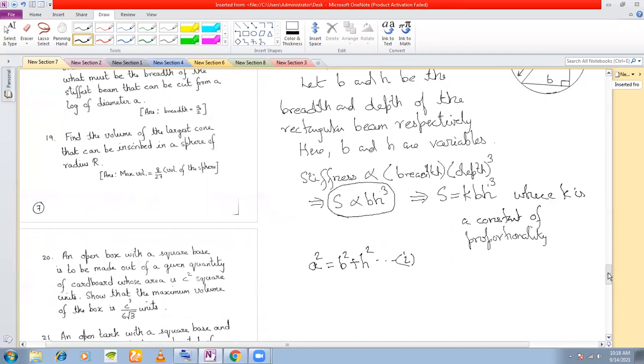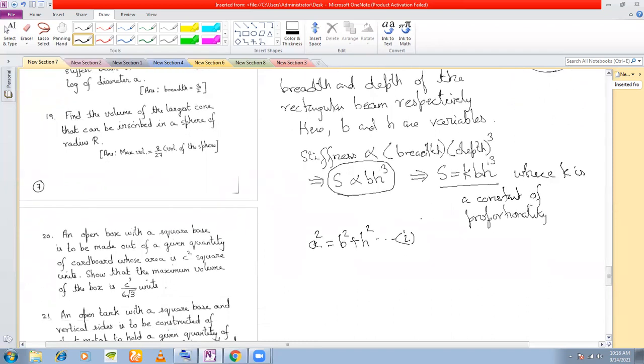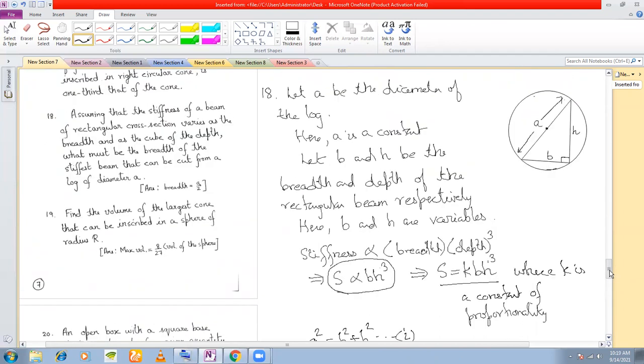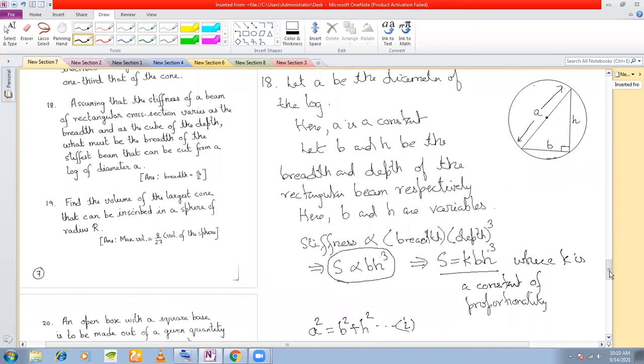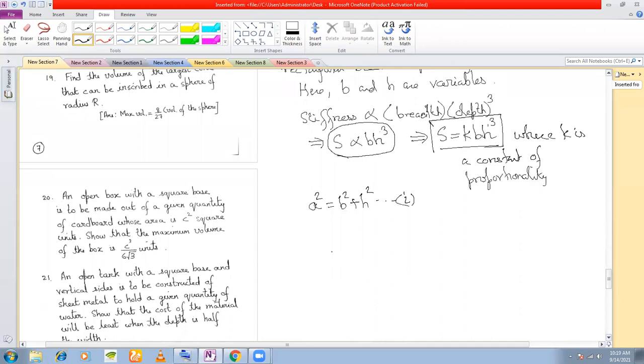Okay. Now you see that stiffness is equal to K BH cube. Now, if you read the problem, it states the stiffness of the beam, what must be the breadth of the stiffest beam? Stiffest beam, that means you will have to maximize this, right? So we have S is equal to K BH cube. Because it has two variables, with the help of 1 you can convert it to a single variable by writing B is equal to root over of a square minus h square.